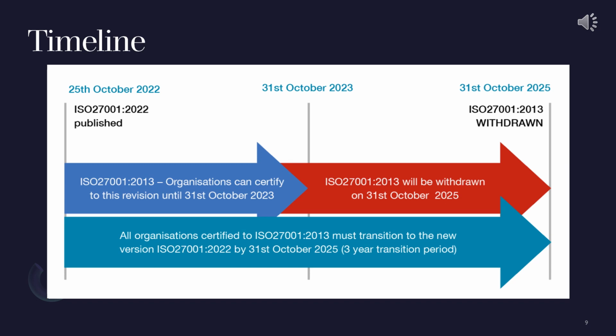As already mentioned, the new version of ISO 27001 was published back in October of 2022. Organisations had until the 31st of October this year to certify to the old version of the standard. That time period is now over. All new ISO 27001 certifications are now to be to the 2022 version from October 2023 onward. Organisations who've already certified to the old version of the standard have until the 31st of October 2025 to complete their transition to the new version.